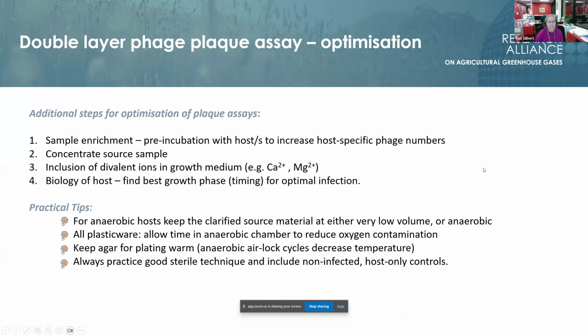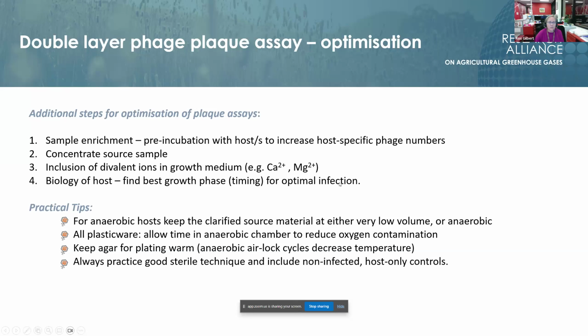I've put in a few additional steps here because the basic plaque assay can be optimized according to what your sample is. You can have sample enrichment, and the theory behind enrichment is that if you take your sample and mix it with the host that you are interested in, then it will effectively multiply up the number of phages available because they go through a replication cycle and effectively amplify.